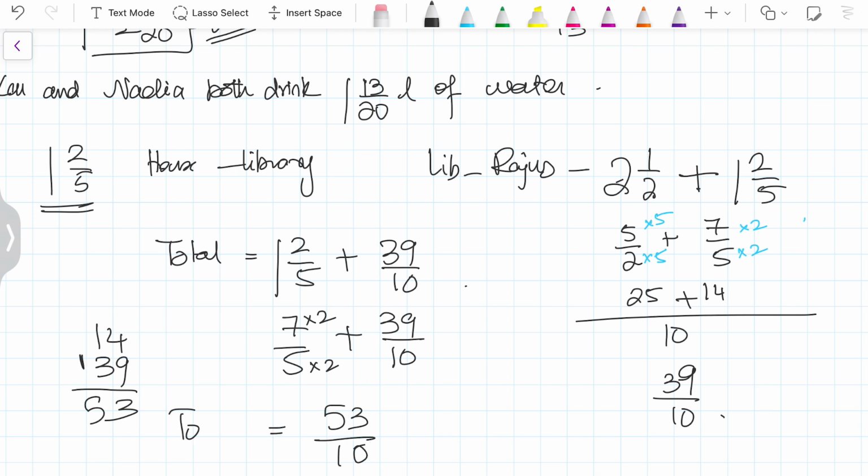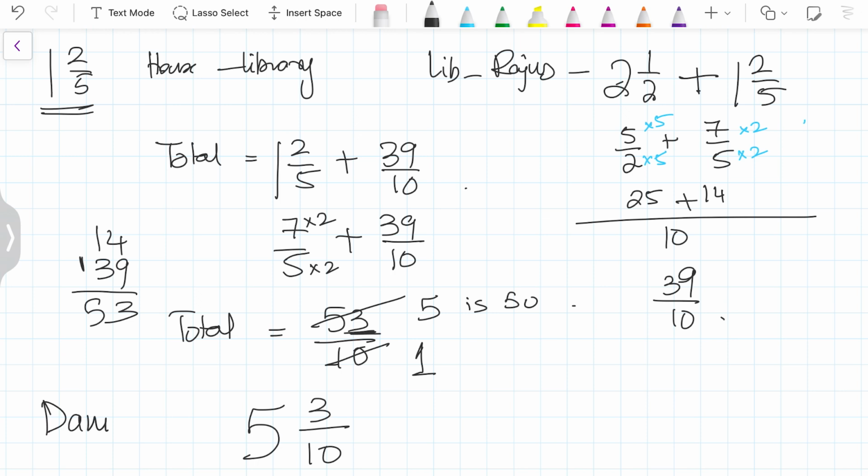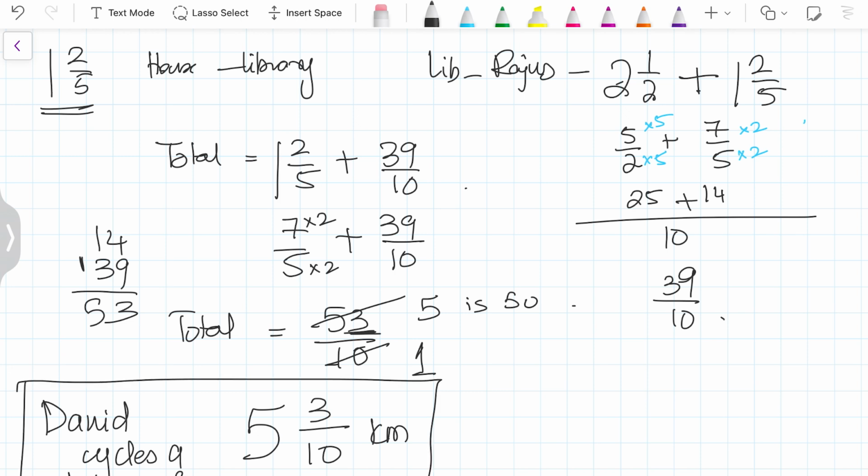Now converting it into a mixed fraction directly. 10 times 1 is 10 and 10 times 5 is 50. So 3 is left over. So I will say 5 whole 3 upon 10. So David cycles a total of 5 whole 3 upon 10 kilometers.